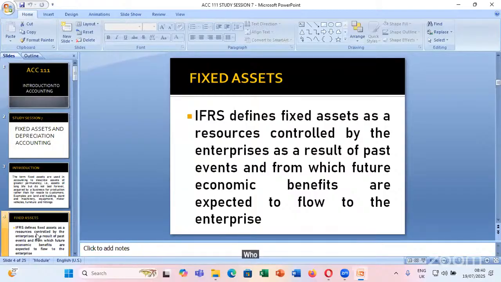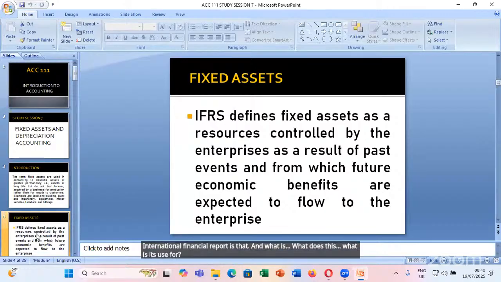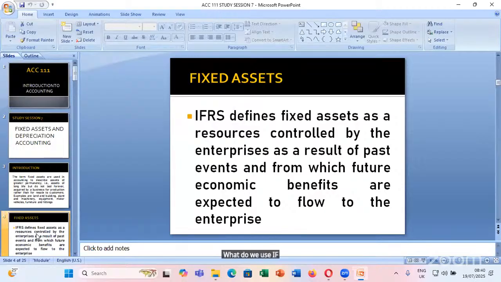Who can tell us what IFRS is? Anybody? What is IFRS? Okay. International Financial Reporting Standard. Fantastic, that's a good one. International Financial Reporting Standard. And what is it used for? What do we use IFRS for?